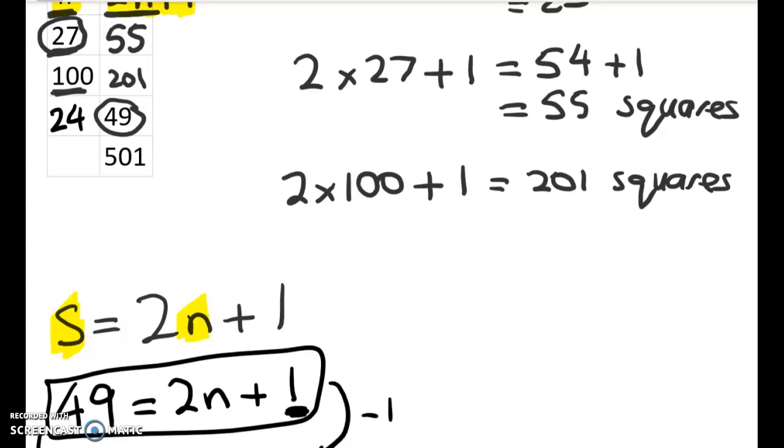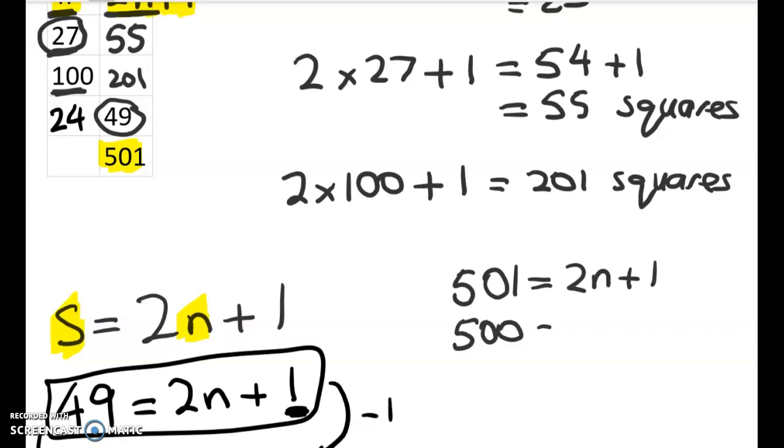And we've got one more of those to practice. Which pattern number will give me 501 squares? So we have 501 is equal to 2n plus 1. Subtracting, we get 500 is equal to 2n. And now we divide by 2. 250 is equal to n.